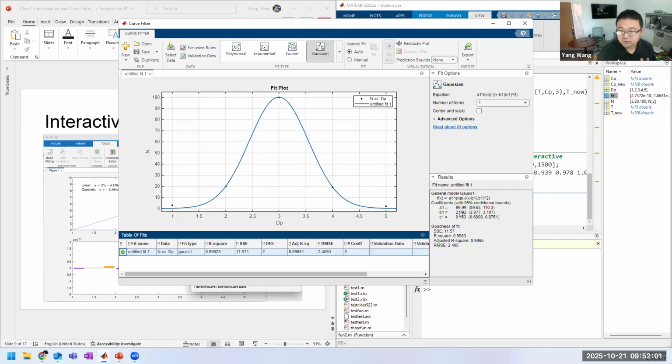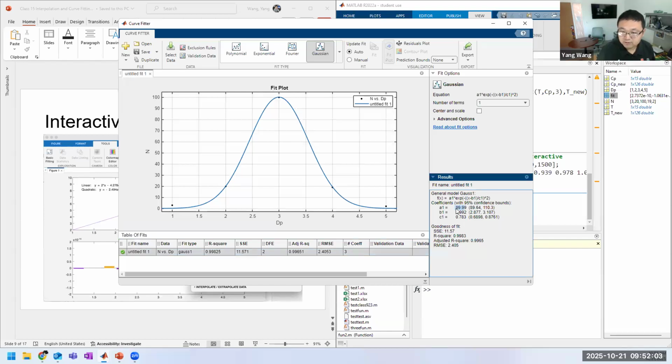The Gaussian fit further gives you the prefactor. It's represented as a1 times exponential of negative (x minus b1) divided by c1, squared. So b1 is the average, c1 is related to the standard deviation, and a1 is a prefactor. So b1 is the average.